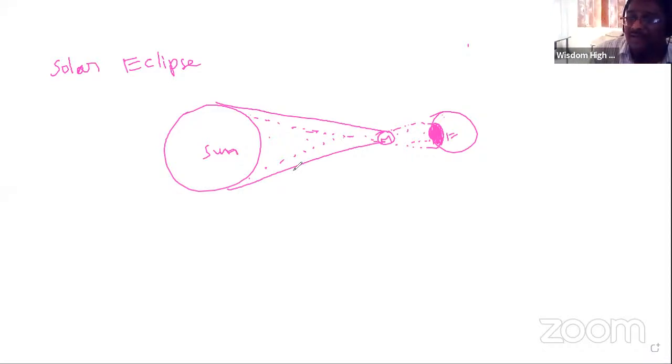We can observe that: Pakshika Chandragrahanam, Sampurna Surya Grahanam, Sampurna Chandragrahanam. These words you can listen for. So you can identify once again. Here, the sun. Dear children, concentrate here. Here also the sun, moon and earth are in a straight line, but the moon came in the middle of the sun and earth.